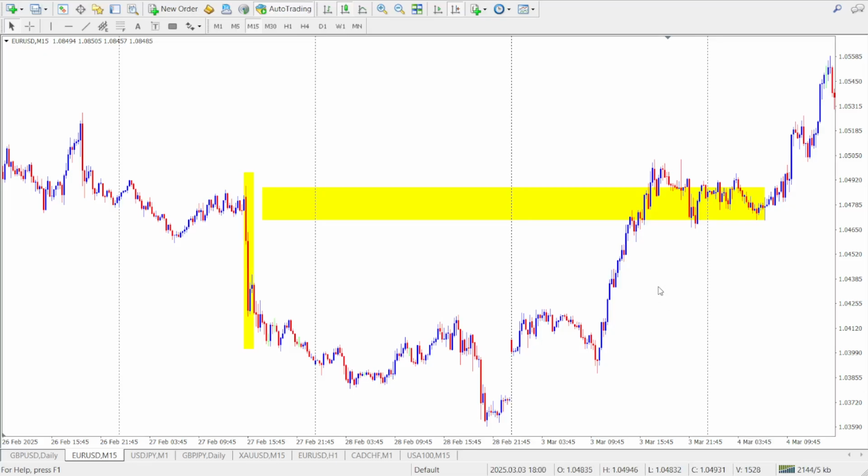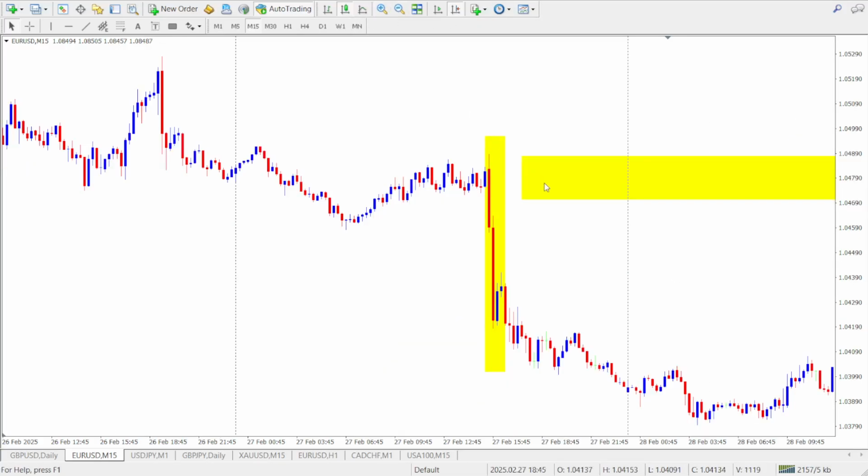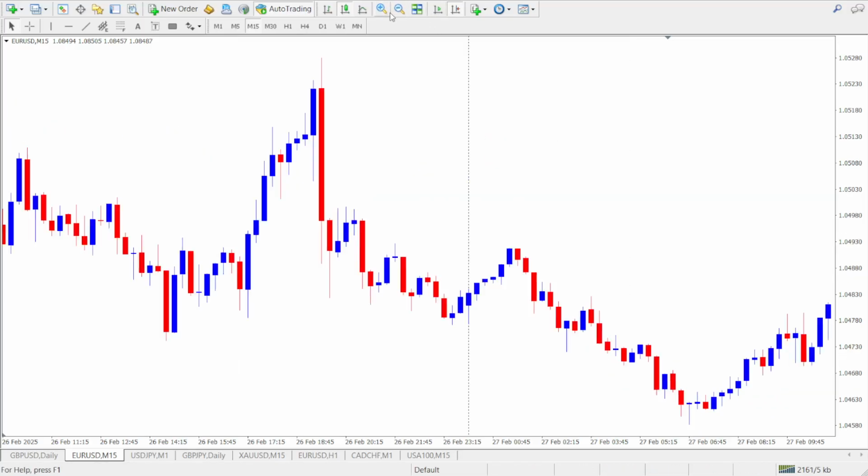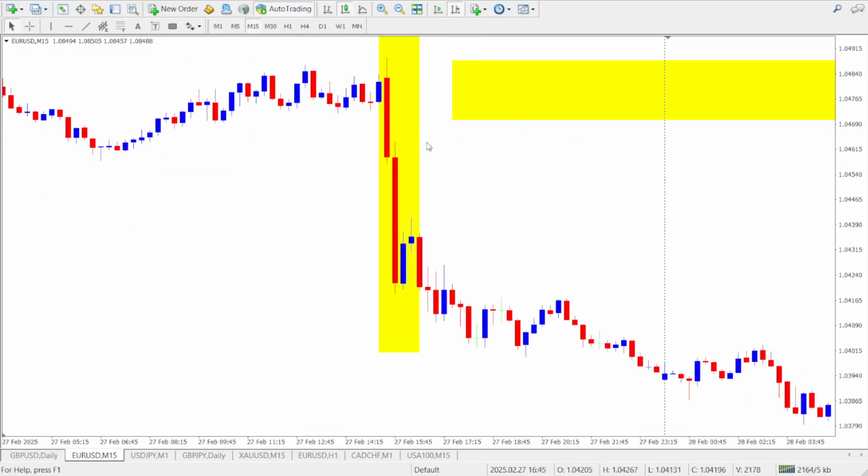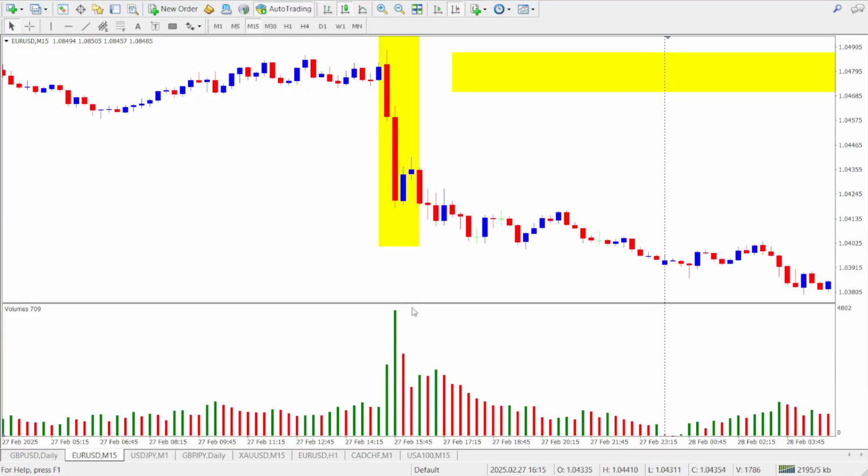Imbalances are easy to spot once you know what to look for. Here's how you can identify them. One, look for large candles. If you see a strong bullish or bearish candle with little or no wicks and almost no opposite movement, that's a sign of an imbalance. Also, check the volume. Large imbalances often occur with a spike in volume, showing strong institutional interest.